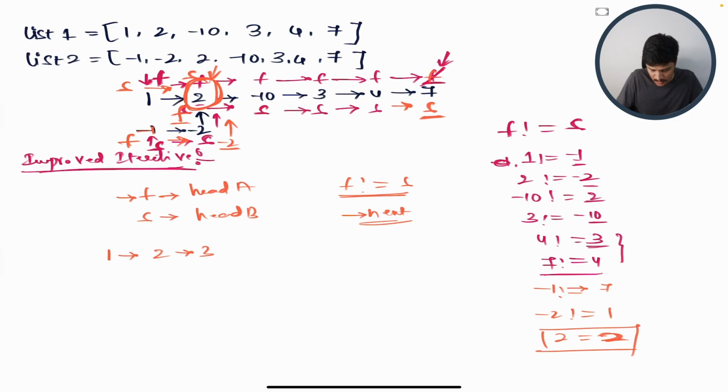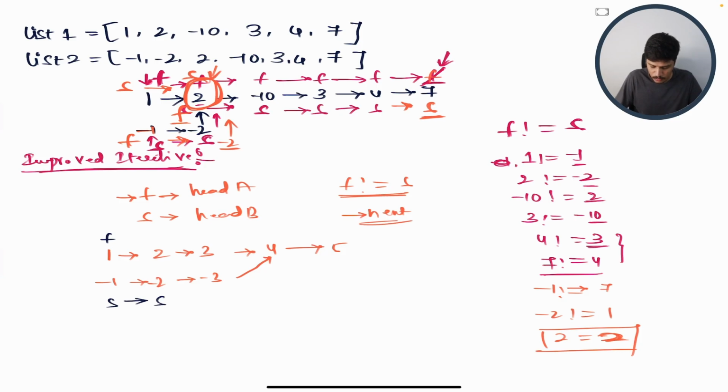1, 2, 3 and 4. Let me take another example. -1, -2, -3 and 4. And after that, let's assume that we have 5. Now here, according to our algorithm, first what will we do? The first pointer will point to the 1, the second pointer will point to -1. Both of them are not equal.